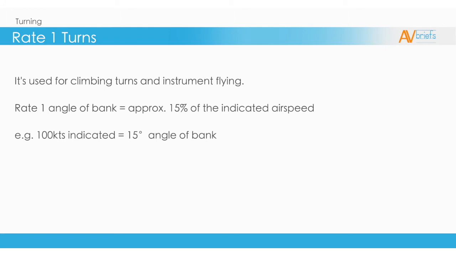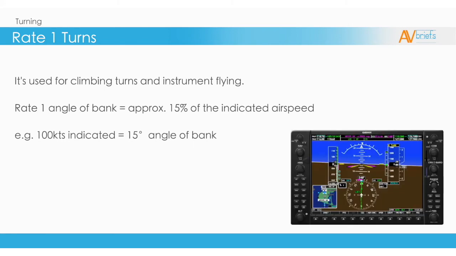Depending on the type of instruments you use, the rate 1 turn will be depicted differently. For a newer glass-type instrument panel, the rate 1 turn will be indicated by something similar to the Garmin 1000 shown here. On the Garmin, there is a magenta line above the heading rows. You can see to the left of the current heading, 2 lines. The first indicates a rate 2 turn. That takes 4 minutes to complete a 360-degree turn. The second line indicates the rate 1 turn. You can see the rate 1 turn indicated here.